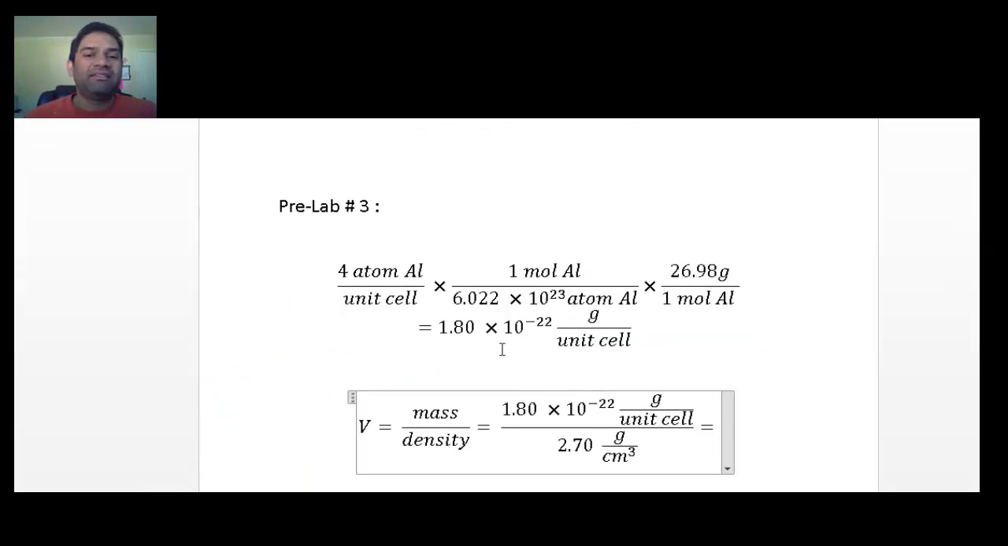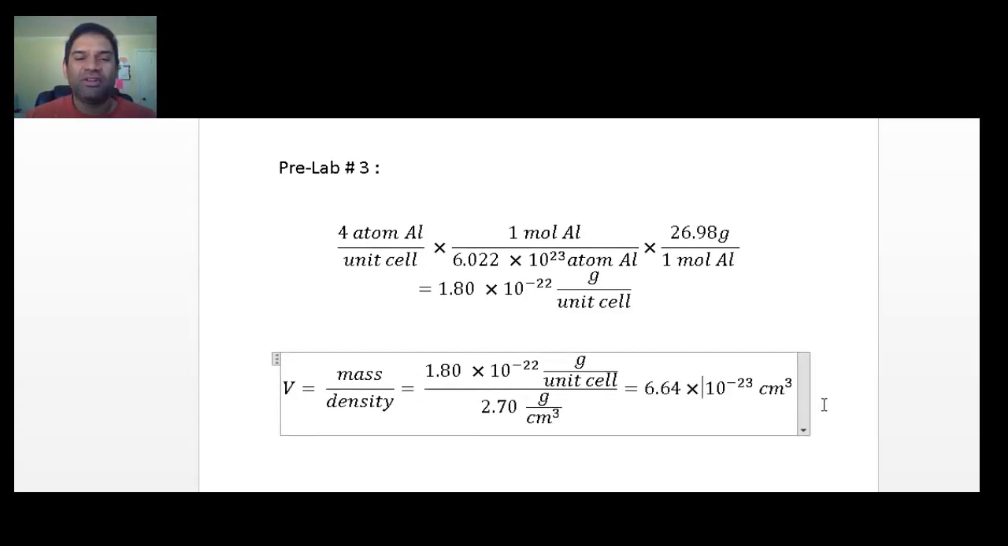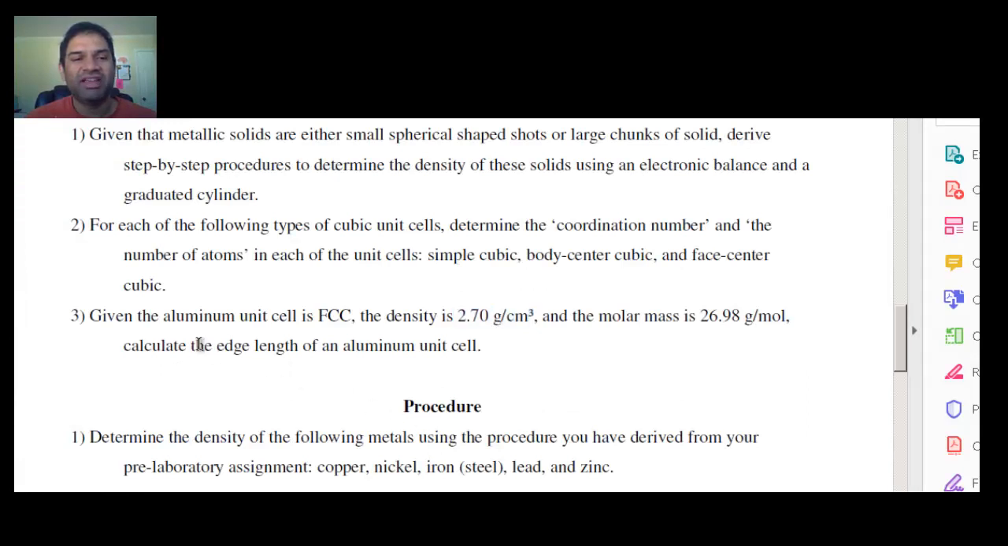So the mass is calculated above, 1.80 times 10 to the minus 22 grams per unit cell. Our density given in the problem is 2.70 grams per centimeter cubed. Doing that on my calculator, I am getting a value for the volume inside the unit cell. But that's not what the question is asking. The question is asking for the edge length.